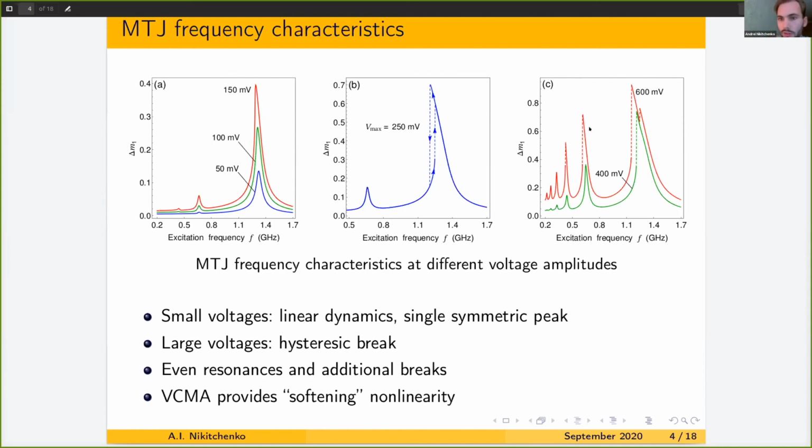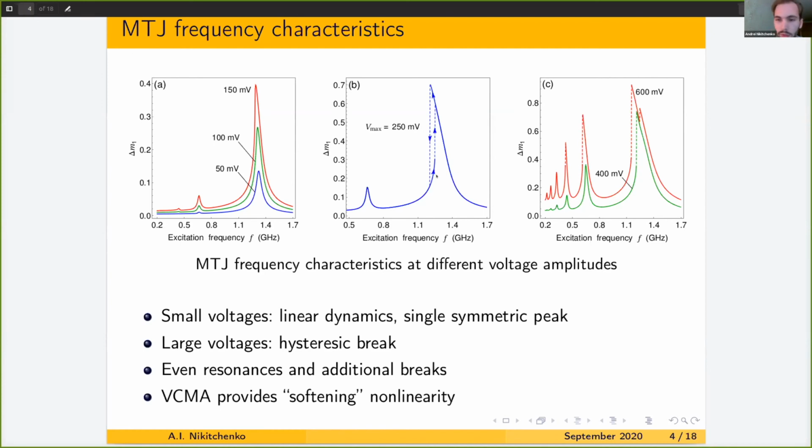We find that the nature of these secondary peaks is parametric resonances, and its origin is voltage-controlled magnetic anisotropy in the system. Also, this break is very common for nonlinear systems such as the Duffing oscillator and is called softening nonlinearity. We also confirm by our calculations that this nonlinearity is also due to voltage-controlled magnetic anisotropy.